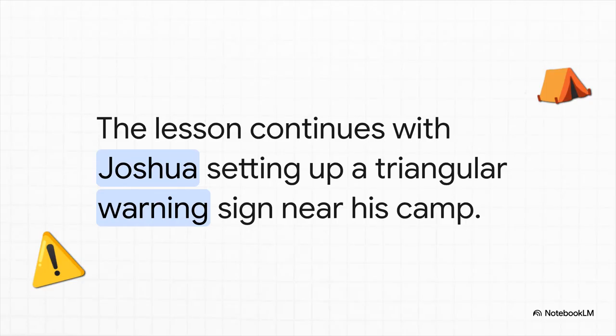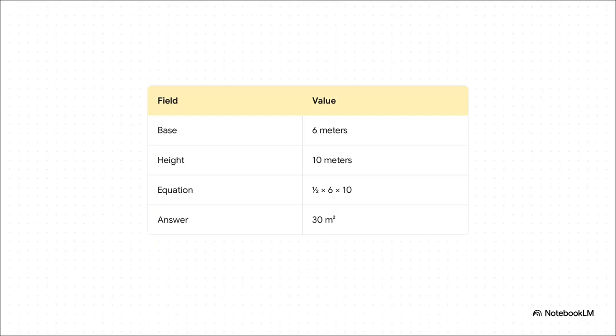All right, next up, the worksheet does the exact same thing, but this time with Joshua. He's not designing a flag, though. He's putting up a triangular warning sign for his camp. So you've got a base of 6 meters, a height of 10, you know the drill by now, plug it in, and that gives you 30 square meters. You can definitely see the pattern emerging here.